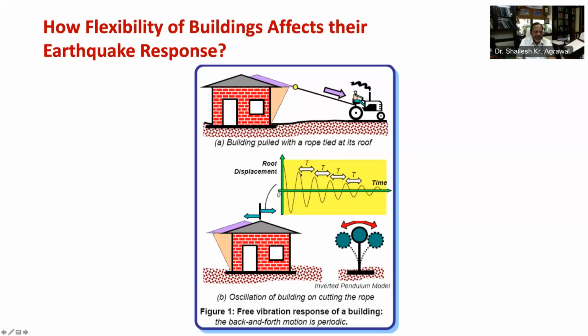The value of this T or fundamental natural time period depends on building flexibility and mass. More the flexibility, longer is T. Also, more the mass, longer is the T. In general, taller buildings are more flexible and have large mass and therefore have longer fundamental natural period, that is T. On the contrary, low to mid-rise buildings generally have shorter T, means low-rise buildings are comparatively rigid.